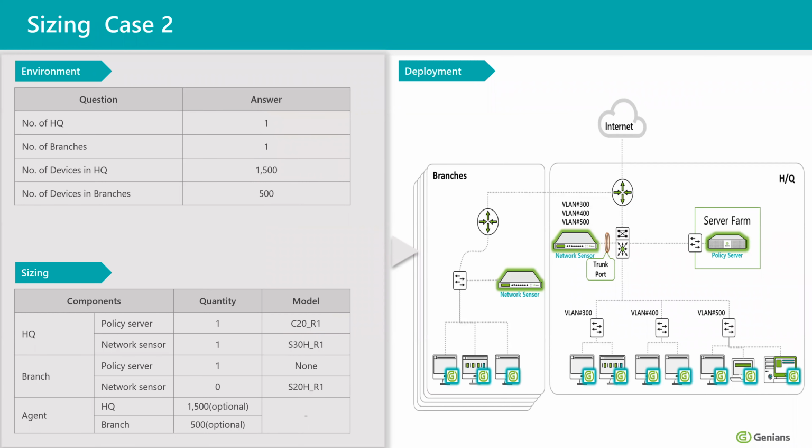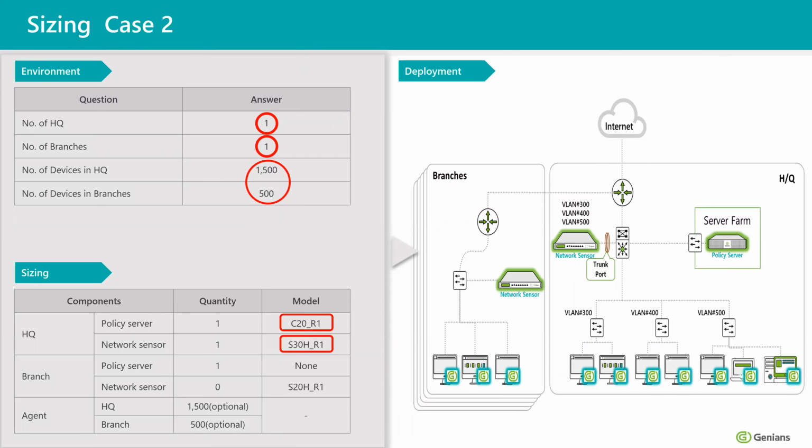Okay, let's move to the second scenario. This environment has one headquarters and one branch in this company. With this number of devices, 15,000 devices in the headquarters and 500 devices in the branch should be managed. In headquarters, you can make the sizing consisting of a C20 policy server, which can cover 4,000 devices, and an SH for the network sensor, which can cover 15,000 devices.